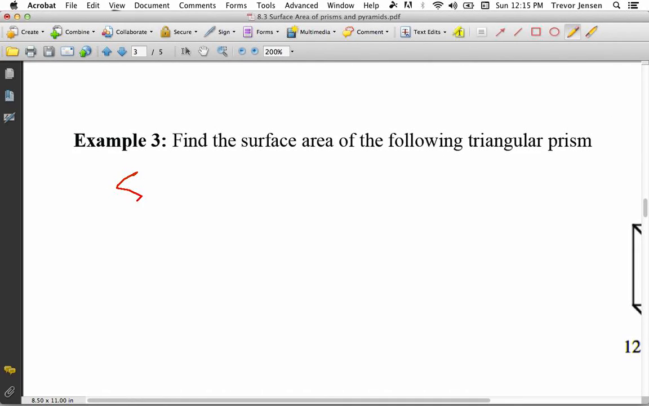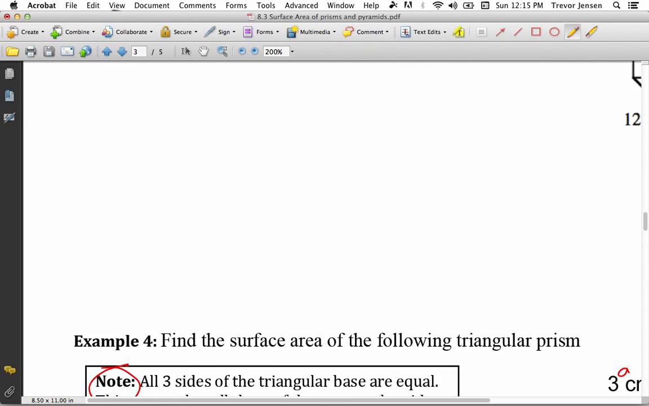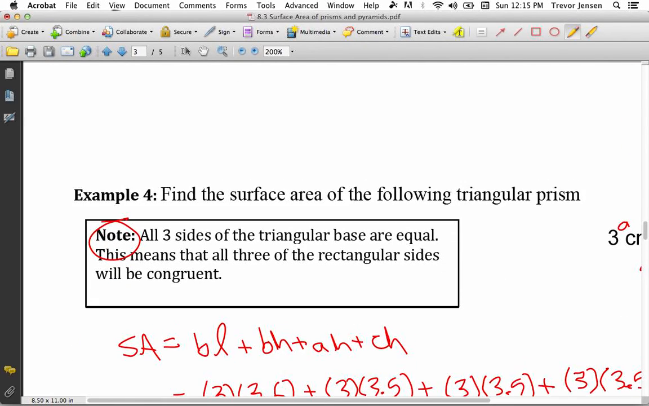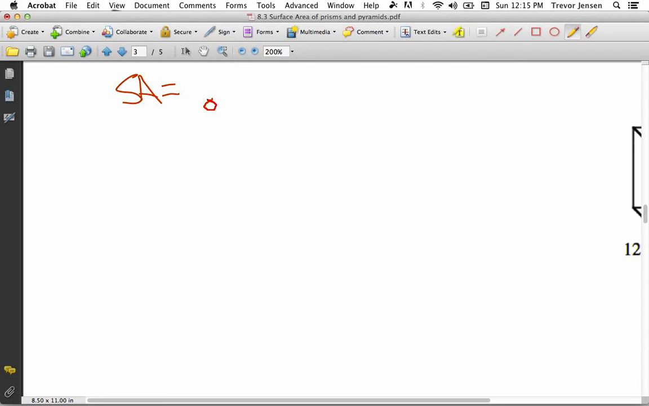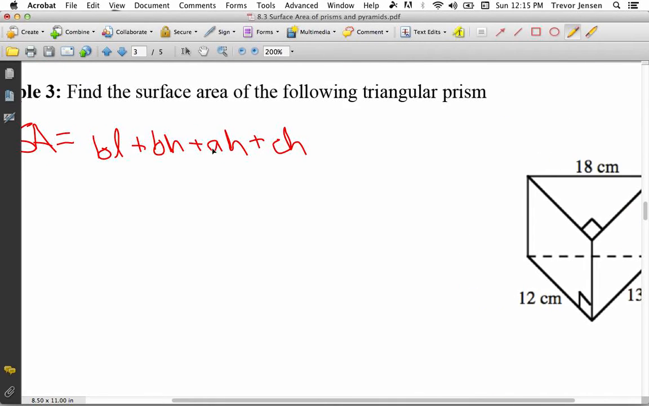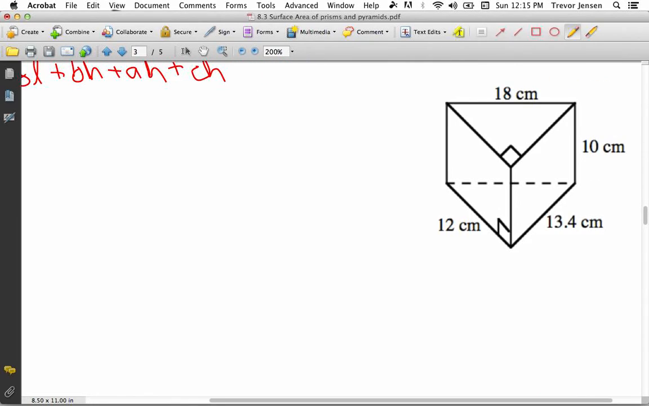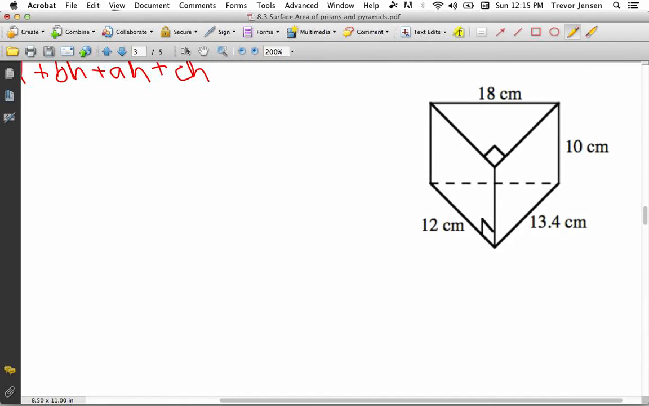So, find the surface area of the following triangular prism. So remember our formula, surface area equals, so I want to find the surface area of my triangular prism. I just used the formula I came up with before, b times L plus b times h plus a times h plus c times h. So, remember, start off, look at your triangular base. Label the base of that triangle with a b.